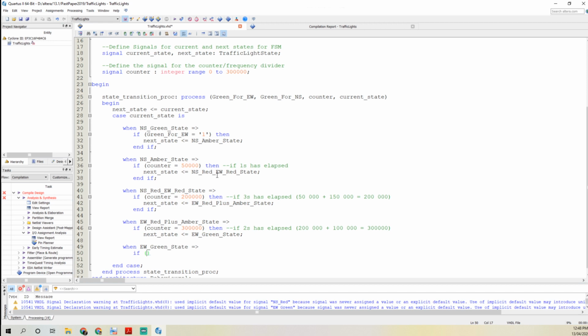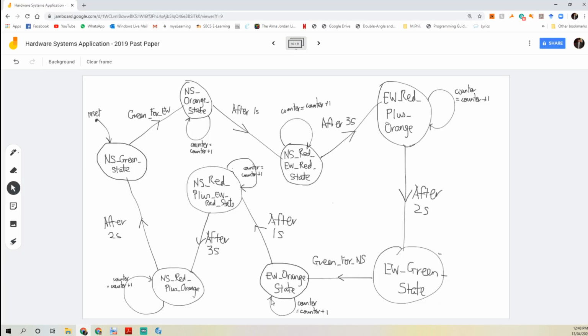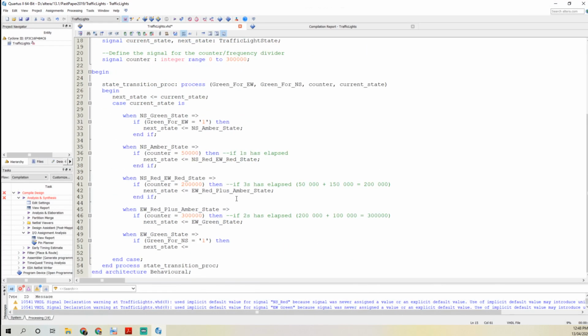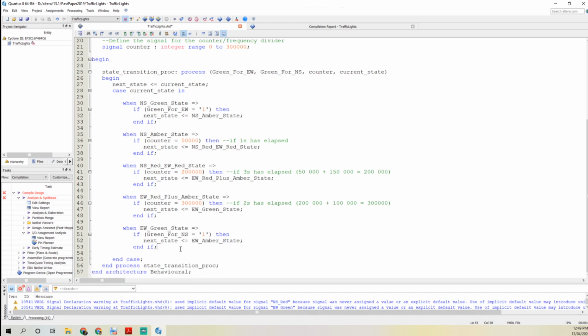Okay, so when I'm in the east-west green state, if green for north-south is equal to 1, then my next state is going to be equal to east-west orange or east-west amber. All right, what did we call it? We called it east-west amber state here. Okay, east-west amber state. I think I forgot an endif above here. All right.